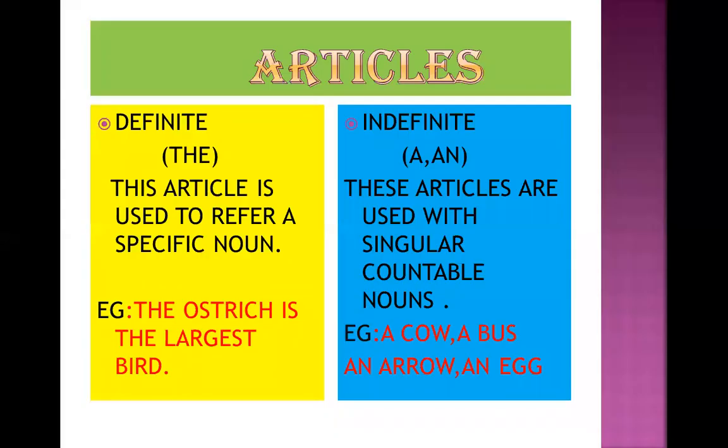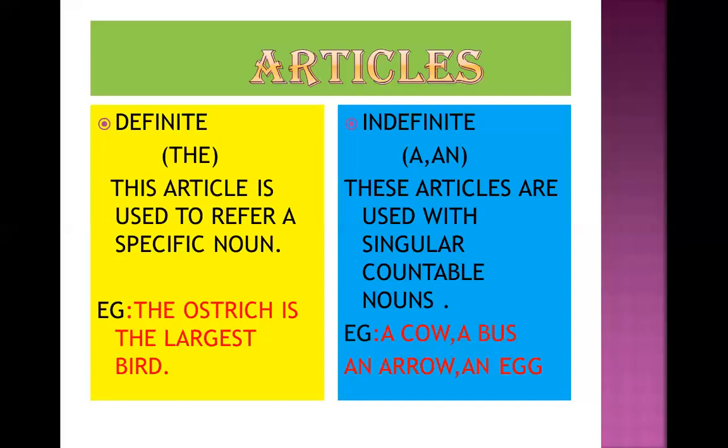Articles. When I talk about articles, articles are again divided into two parts. First one is the definite article and second is the indefinite article. Definite article is the, whereas indefinite article is a and an. When I talk about the definite article, this article is used to refer to a specific noun. They talk about specific things. Example, the ostrich is the largest bird.